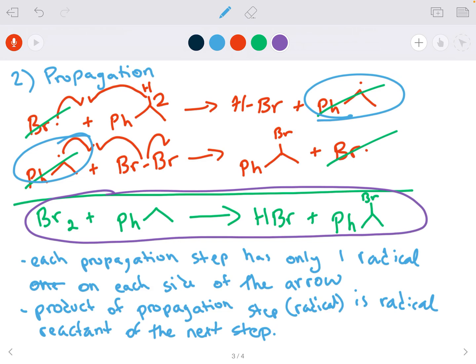Alright, so my next video will be another radical chain reaction, this time specifically with the formation of polymers through polymerization.